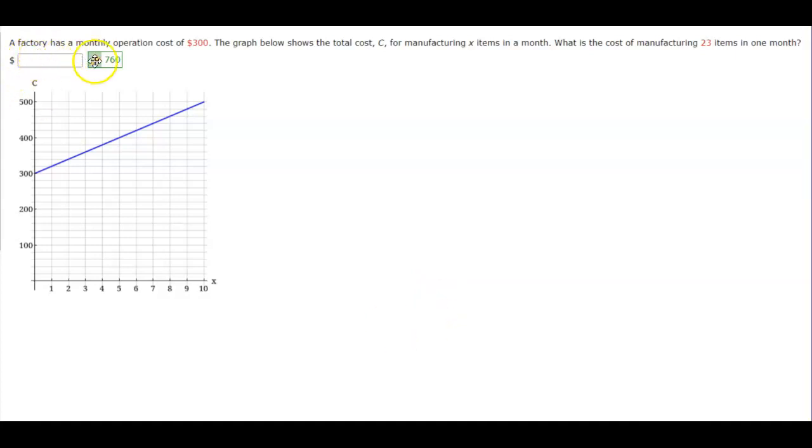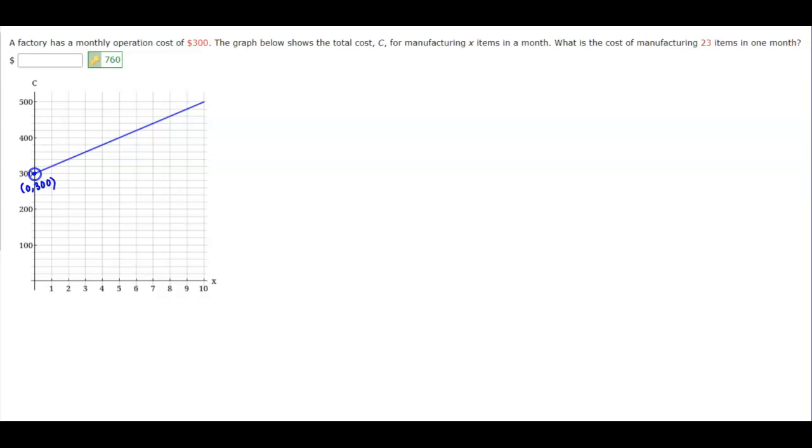Okay, the factory has a monthly operation cost of $300. The graph below shows the total cost C for manufacturing x items in a month. What is the cost of manufacturing 23 items in 1 month? Well, the first thing here is, let's take a look at the first sentence. That tells us that this particular point represents (0, 300).